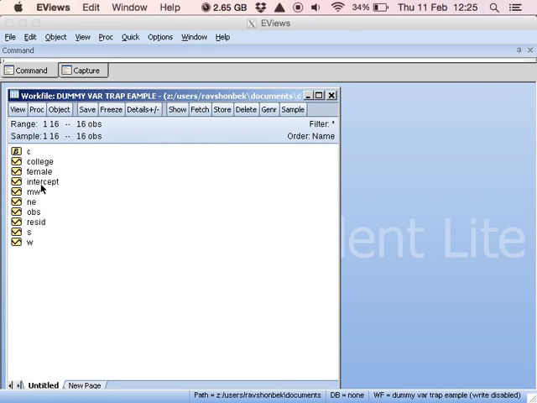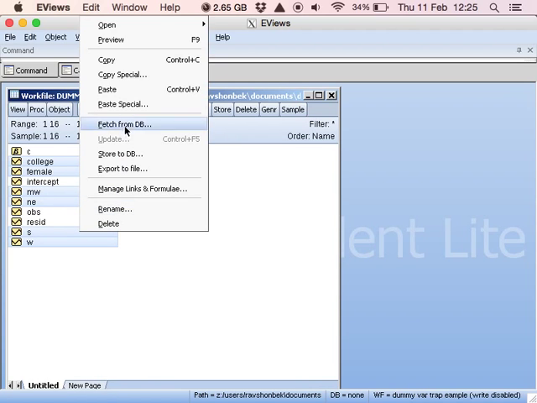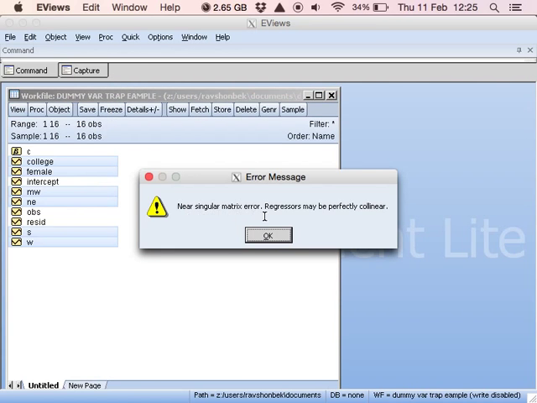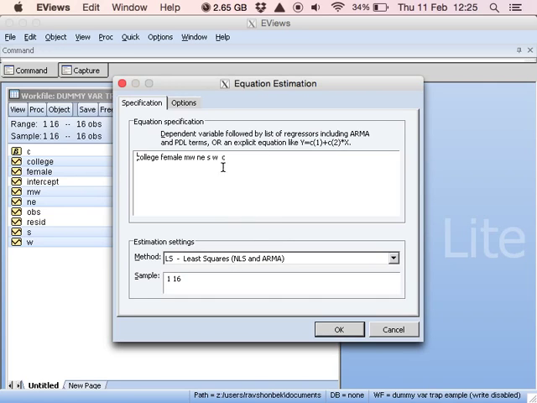Now let's run this regression using some variables there. Let's take college as the dependent, and female, Midwest, Northeast, South, and West in the equation. So you see, I included all the dummy variables, all four regions. You see, a near singular matrix error. This is called perfect multicollinearity. Perfect collinearity.